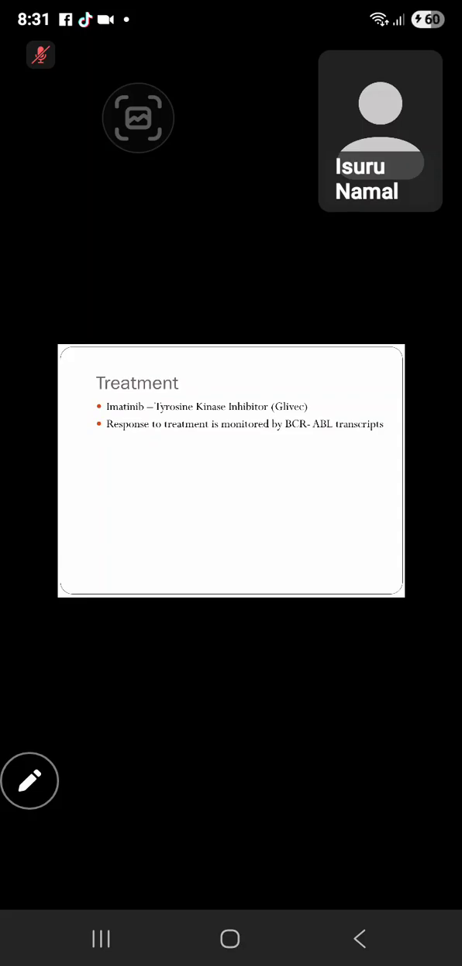That is why we have to do this quantitative and qualitative analysis of BCR-ABL, or what we usually call Ph chromosome analysis. That analysis we do using a PCR technique, the RT-PCR technique. Then that is called Ph chromosome analysis.